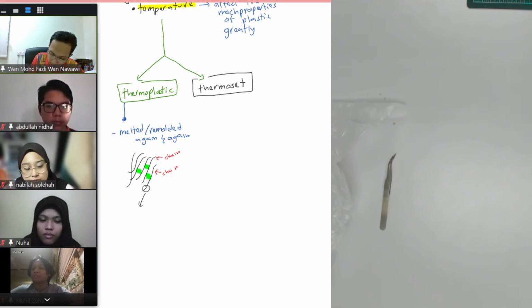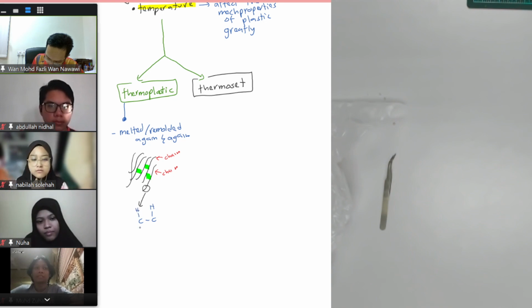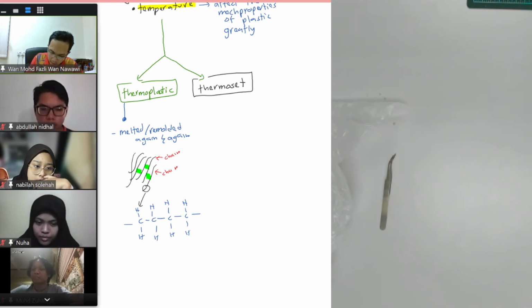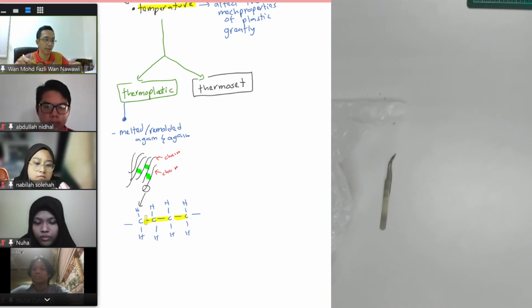Polyethylene, easier. So let's say we talk polyethylene. You have this C, and then you have H, and then you have H, and then you have C, H, and so on. So this backbone, this between C and C here, is a covalent bond. So it's strong. It takes a lot of energy to break this thing. So that's what makes the chain here.